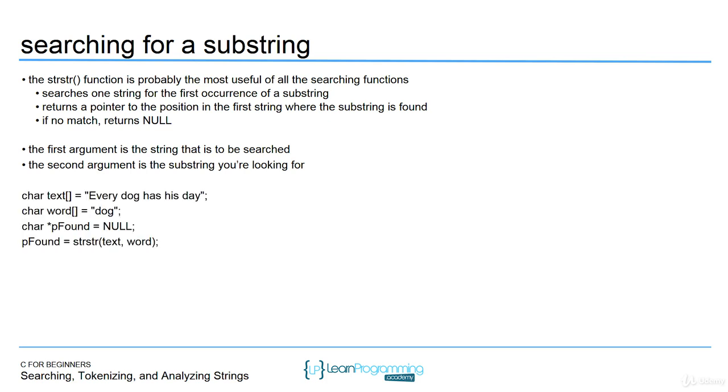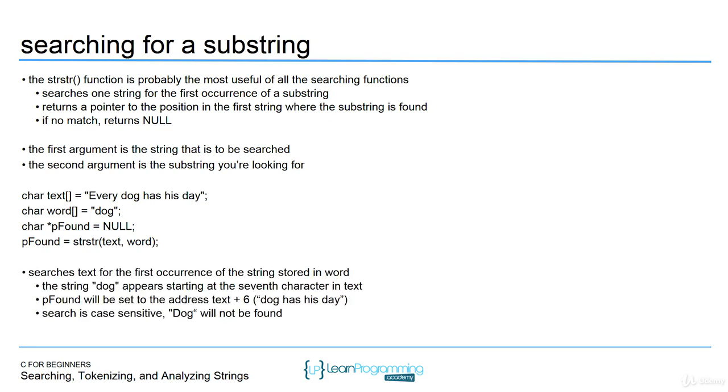So here's an example. It looks very similar to the other one, except instead of looking for a single character, we're looking for a word, a string. So we have word, which is equal to dog, and we have text, which is every dog has his day. We create our pointer again because this is what the function returns. When we call strstr, we pass in the text, the string that we want to look at, and then the second argument is the word that we want to look for inside that string.